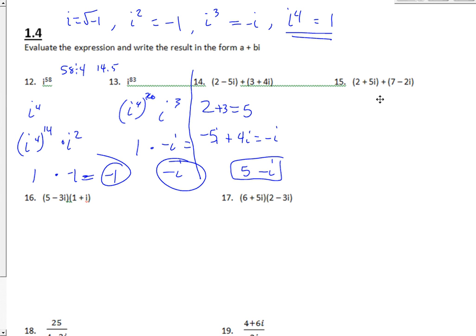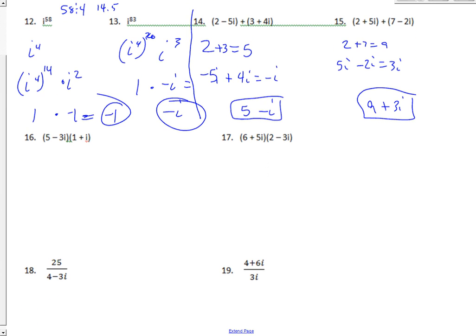Same thing for number 15. This is just adding, so I'm going to combine like terms. Now, if this were subtraction, I would have to subtract and distribute that, but I don't have that here. So I'm just combining like terms. 2 plus 7 equals 9. 5i plus a negative 2i, or minus 2i, is 3i. And I'm going to get 9 plus 3i for my answer. There's nothing more to do with those.